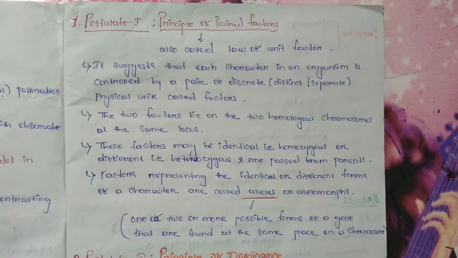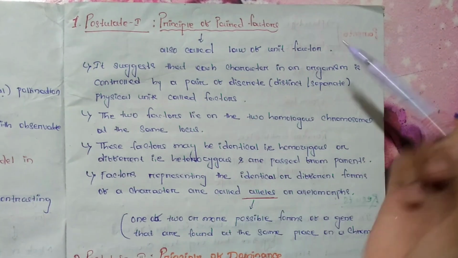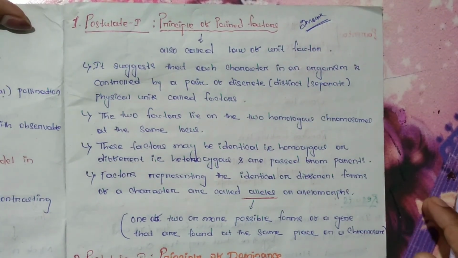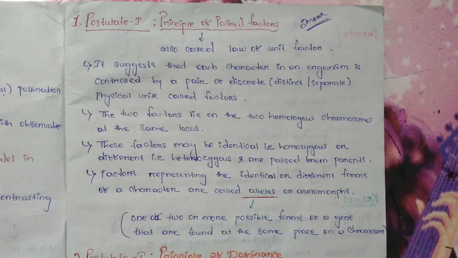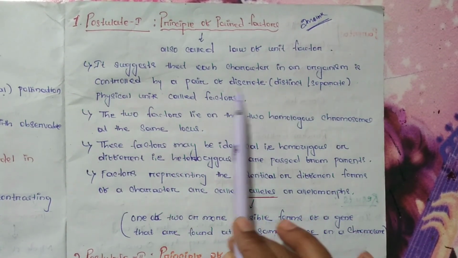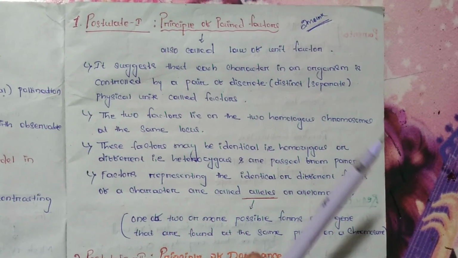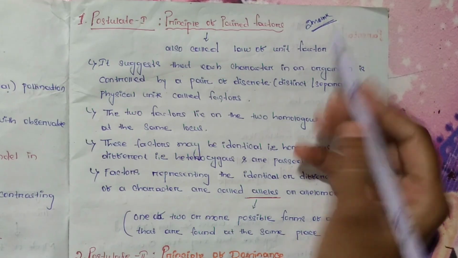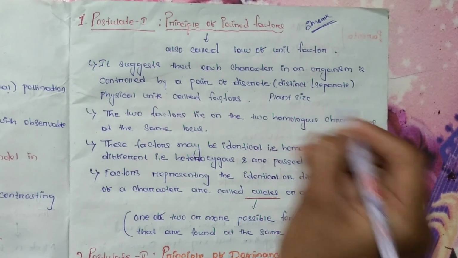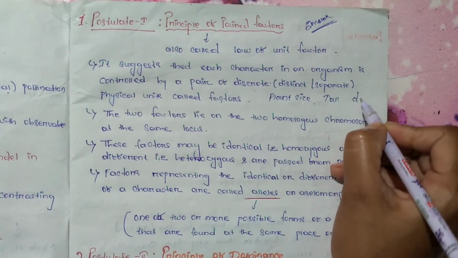Let's study the principle of paired factors, that is postulate 1. It is also known as the law of unit factor. It's a 2-mark question. Postulate 1 is the principle of paired factors. It suggests that each character in an organism is controlled by a pair of distinct, or separate, physical units called factors. As we know, in pea plants, plant size is the character and it is controlled by 2 effects, one is tall and another is dwarf.